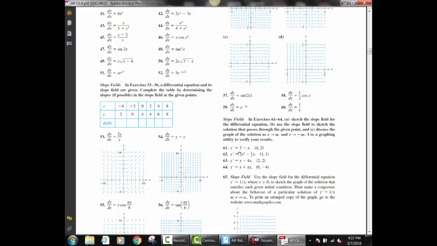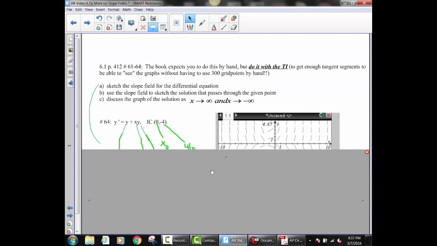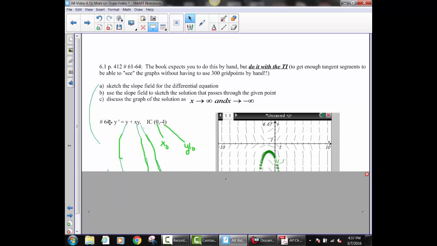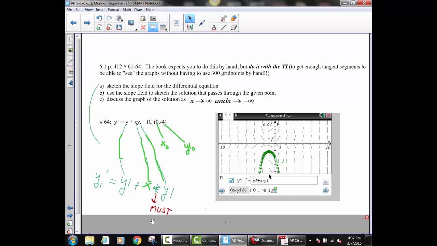If you're going to try some of these, try the ones where the numbers aren't too big, like 4, -4, try and stick around the origin. You should be able to get some kind of a slope field, but if you want to check and see if you've got the right slope field, you can do it on your calculator, okay? All right, so the equation we were given for number 64 is y prime equals y plus xy. So we're going to have to call that y1 prime equals y1 plus x times, that's crucial, y1, and then the initial condition is (0, -4). There's your slope field, and there's your particular solution.